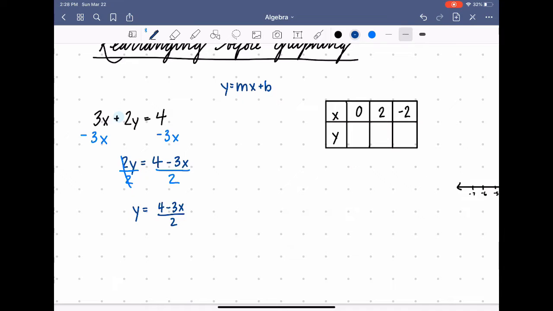But that's not the prettiest. That's not really in the format that we want. So I'm going to rewrite it again. But this time I'm going to divide each term by 2. So if I divide the first term, 4 by 2, 4 divided by 2 is just 2.